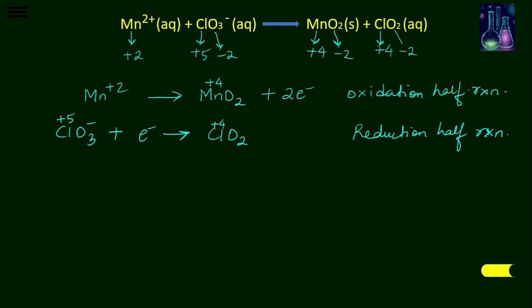Now let's balance the oxygen atoms. Here you have two oxygen, so I will put 2 water molecules over here. And here I have 3 and here I have 2, so I have to add 1 water molecule over here. Now let's balance the charge. Here you have 2 electrons. Here I have just 1 electron. So I'll multiply this by 2. So I'll have 2, 2, 2 and 2.